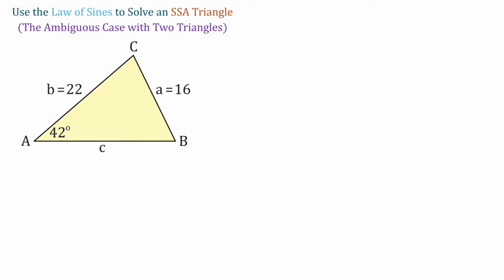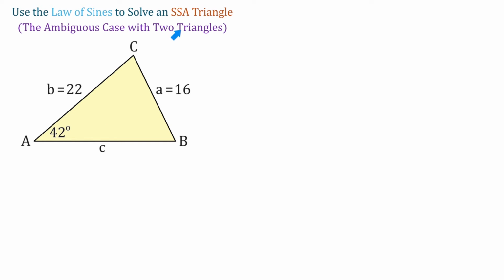Hello! In this figure we have an oblique triangle with side B of 22 units, side A of 16 units, and angle A of 42 degrees. We need to find angle B, angle C, and side C. This is the case when we are given two sides and an angle opposite one of them.